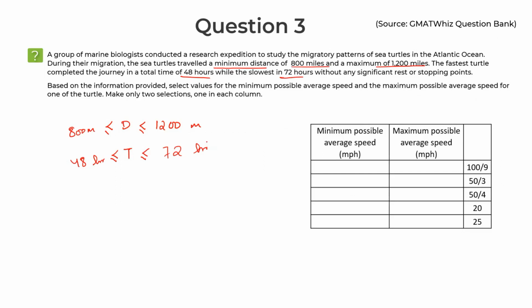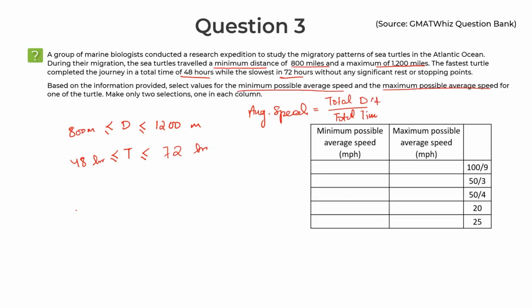Now the question is asking us, based on the information provided, select the value for the minimum possible average speed and the maximum possible average speed. What is the formula for average speed, guys? Anyone? What is the formula for average speed? Correct, yes. If you have gone through the speed, distance, and time topic already, you should know that the formula for average speed is total distance by total time.